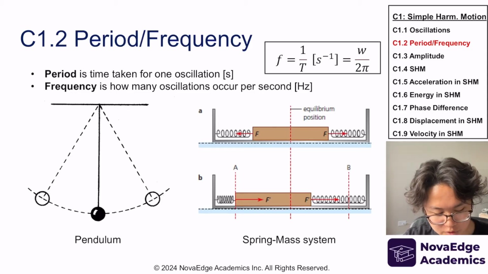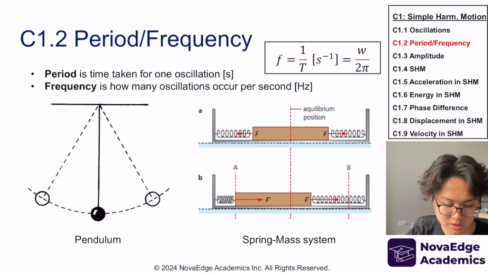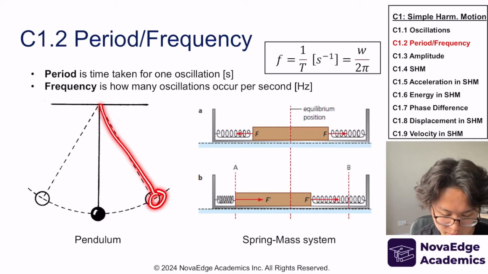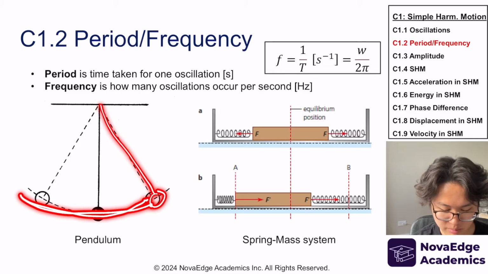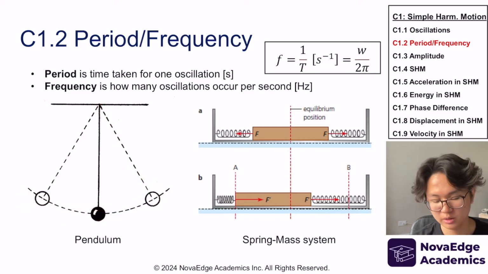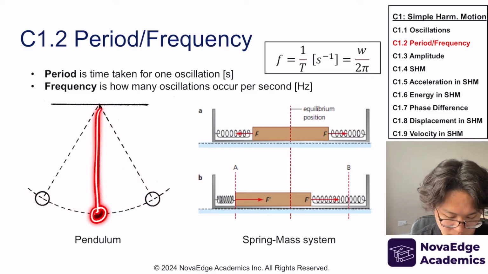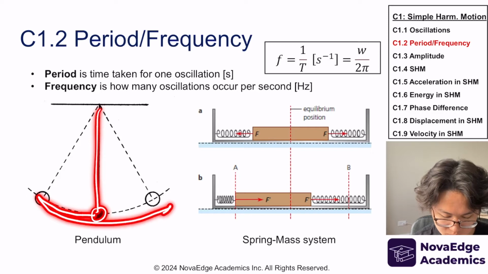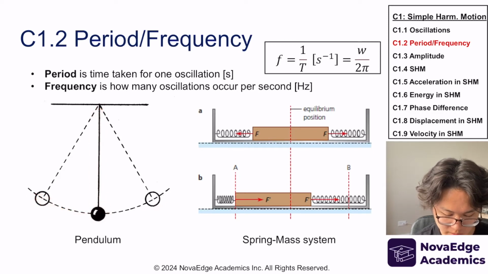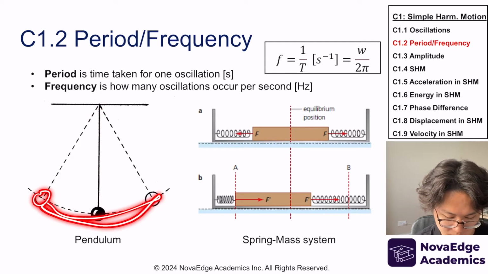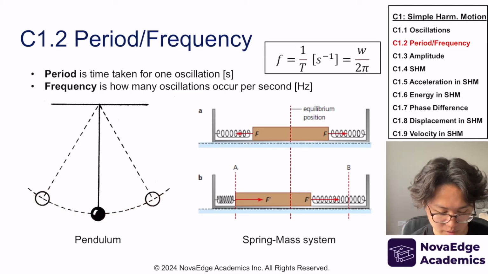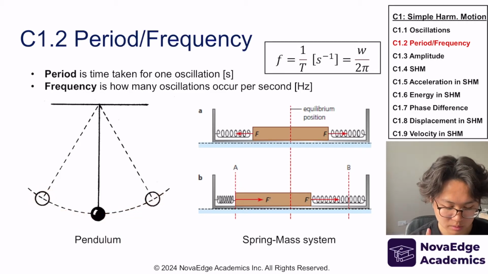The first two we're going to look at are period and frequency. By definition, period is the time taken for one single oscillation. If I release the ball of the pendulum here, start a stopwatch, and measure the time for it to get back, that's one oscillation, and that's the period. If I start from the middle, then it's the time to get back to the original position. If I start from the left, that's also one period, one oscillation. The time taken is the period.